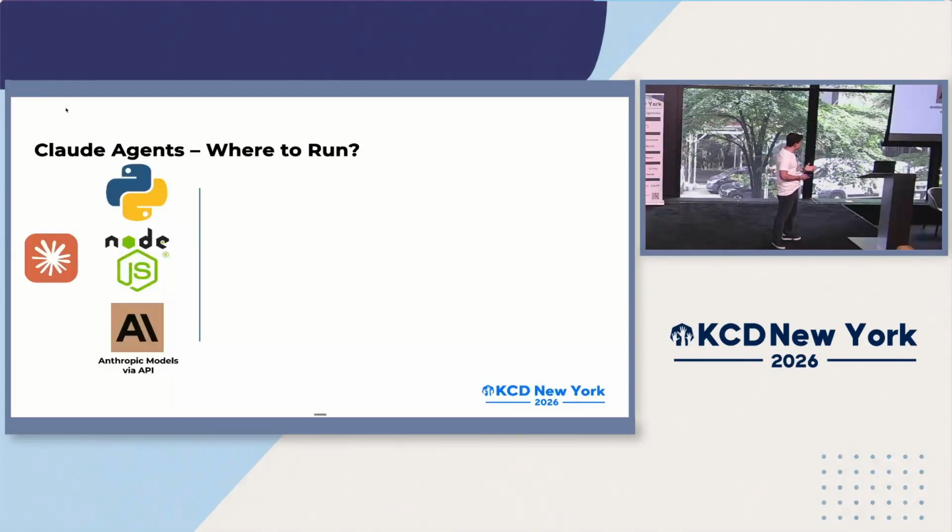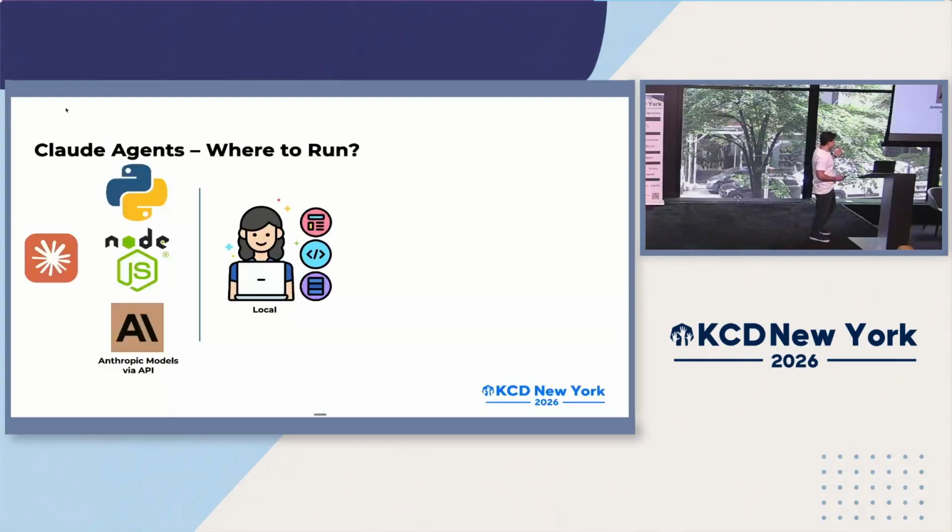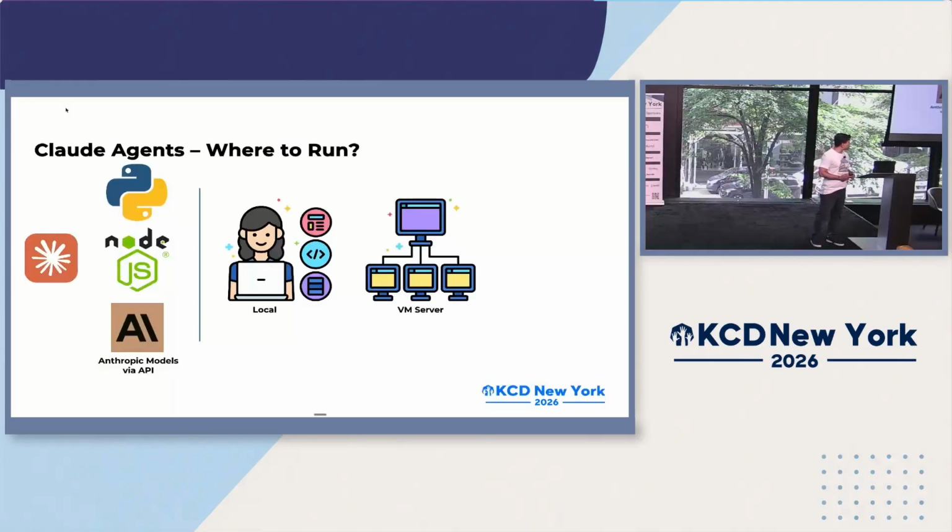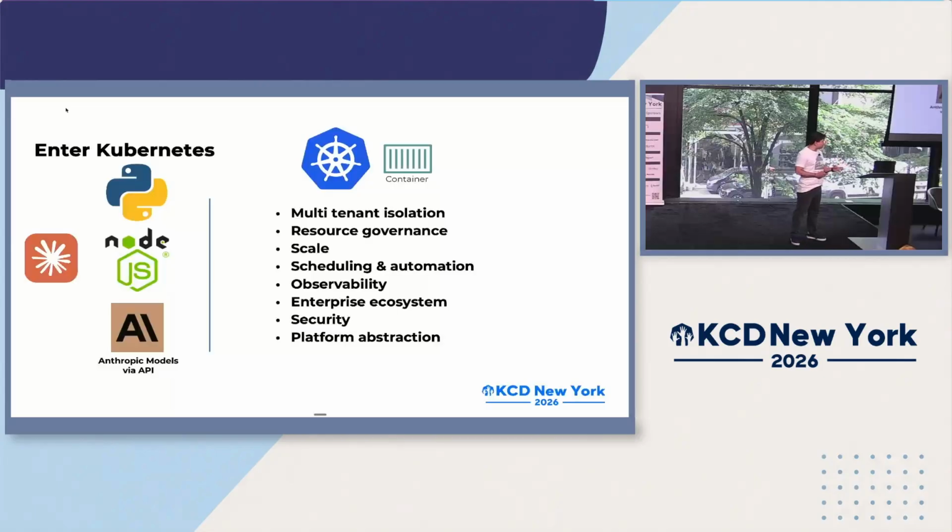So what that means is you can run the NPM package in your local, which all of us do, right? All of us have Claude Code CLI. You can run it on a virtual machine like an EC2 or Google Cloud virtual machine. And because it's a package, you can also run it in a container. And if you can run something in a container, you can, of course, run it in Kubernetes.